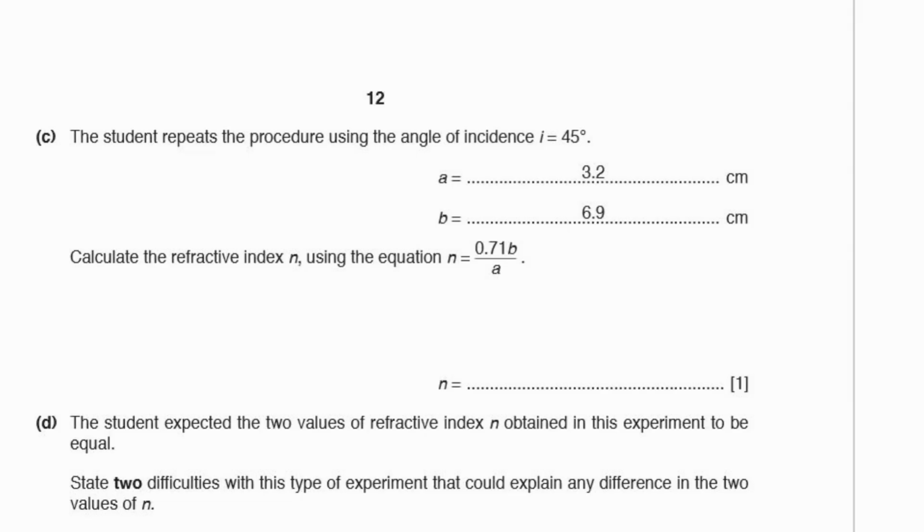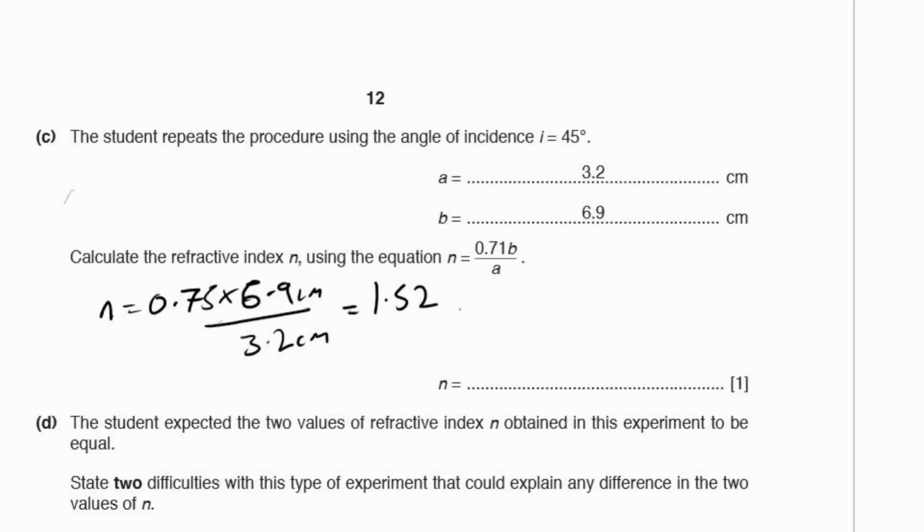Part C. The student repeats the procedure using a different angle of incidence, i equals 45 degrees, and gets A as 3.2 and B is 6.9. Calculate the refractive index n using the equation n equals 0.71 times b divided by a. Sure, not a problem. Let's do that now. n equals 0.71 multiplied by 6.9 centimetres divided by 3.2 centimetres. There we go, and that should give us an answer of 1.52 or 1.5. Both are absolutely fine. There we go, 1.52.